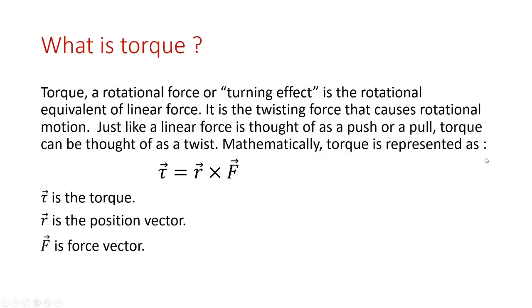What is torque? Torque is, in the simplest terms possible, just a twisting force that causes rotational motion. It is the rotational equivalent of the linear force. Just like a linear force can be thought of as a push or a pull, torque can be thought of as a twist. Mathematically, torque is represented as the vector cross product of the position vector and the force vector, where the position vector is the distance between the pivot point and the point where the force is applied.